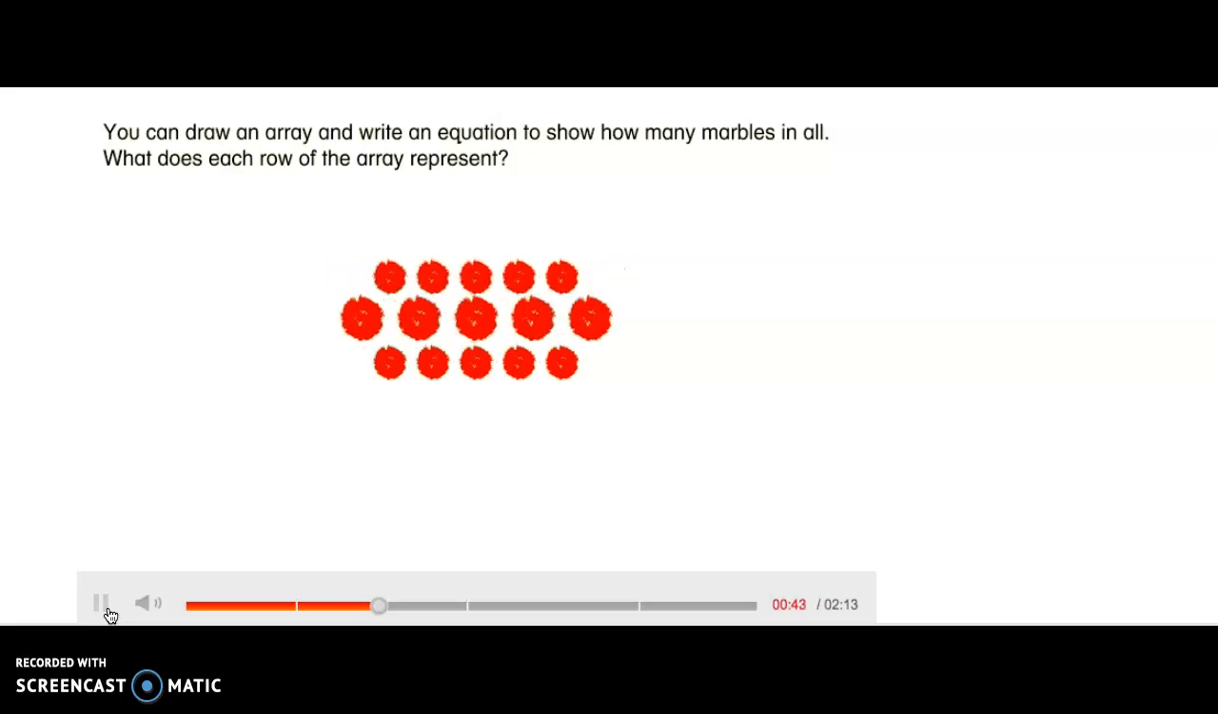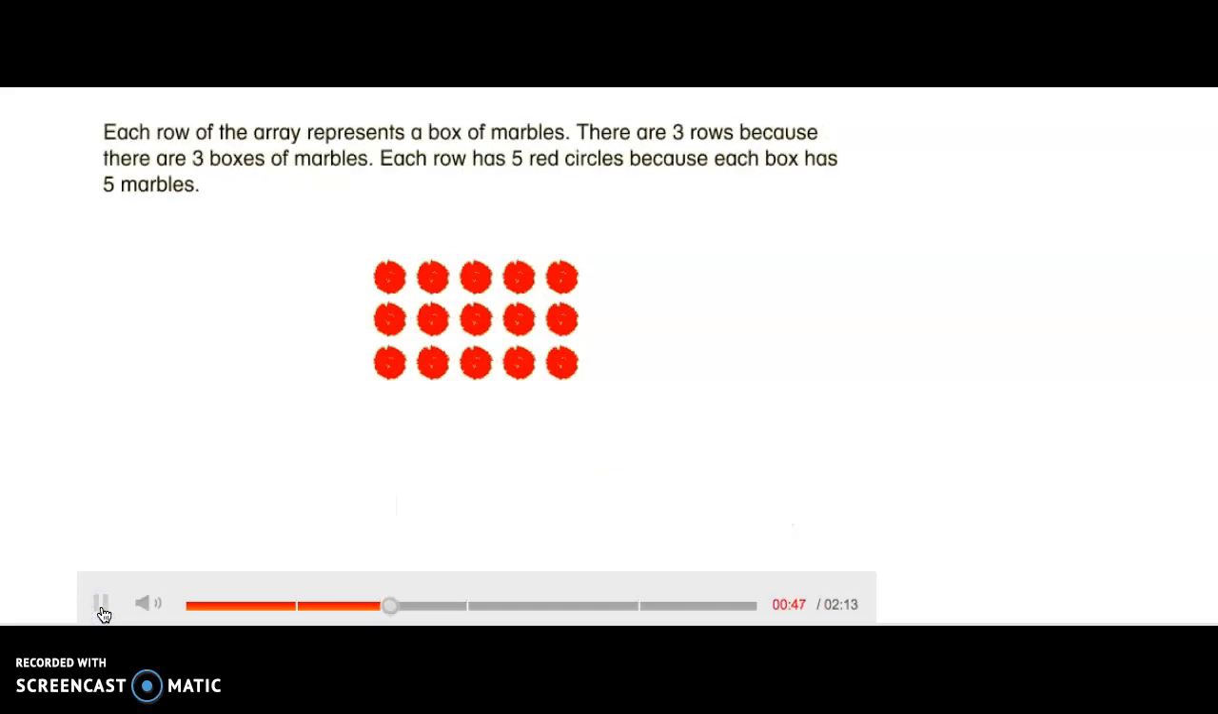What does each row of the array represent? Select your answer. Each row of the array represents a box of marbles. There are 3 rows because there are 3 boxes of marbles. Each row has 5 red circles because each box has 5 marbles.